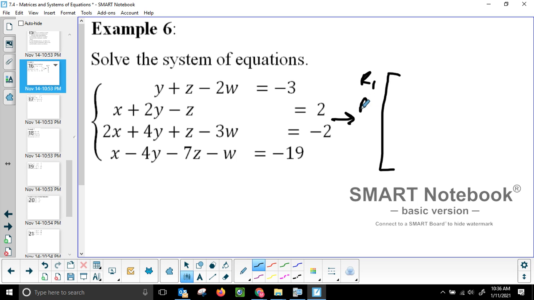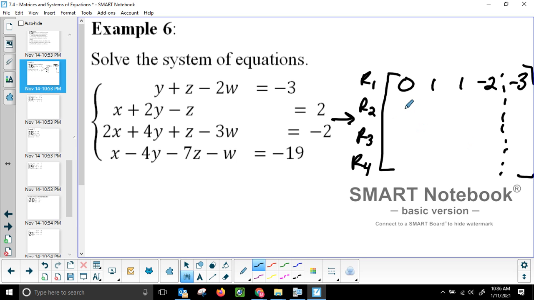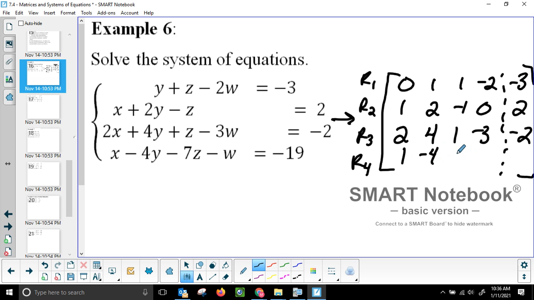We're going to have row 1, row 2, row 3, and row 4. So we're going to have 0, 1, 1, negative 2, negative 3, and we're going to have 1, 2, negative 1, 0, 2, and 2, 4, 1, negative 3, negative 2, and 1, negative 4, negative 7, negative 1, negative 19.